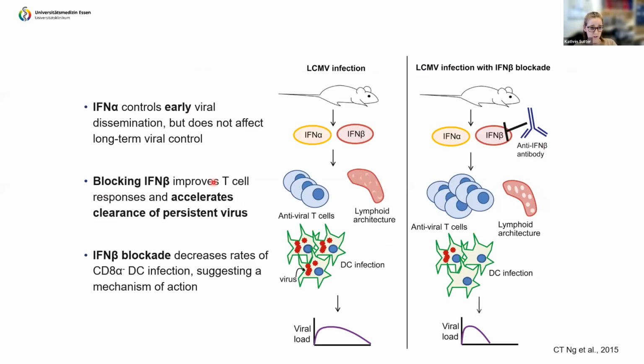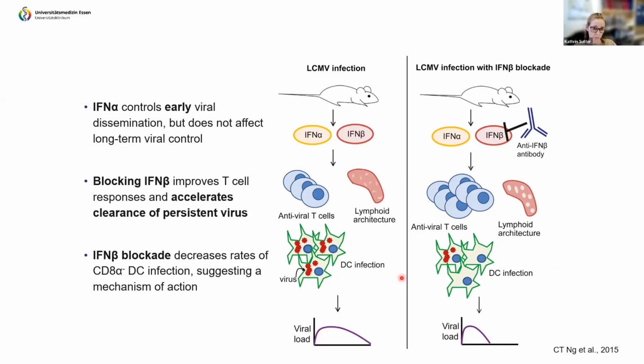However, when you block interferon beta, what they saw is that you improve the T cell response. So they had much more antiviral CD4 and CD8 T cells, and this leads to a stronger clearance of the persistent virus. And they could also show that when they block interferon beta, they had fewer dendritic cells which are infected compared to when interferon beta is around. And this was then finally the effect, that when you block beta, you have a much lower viral load compared to the infection alone.